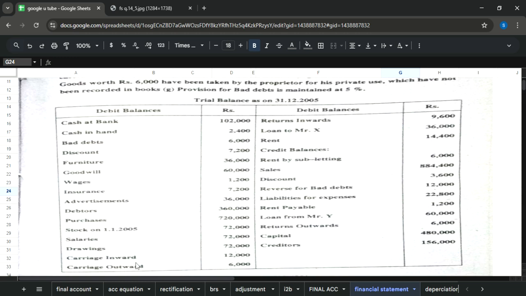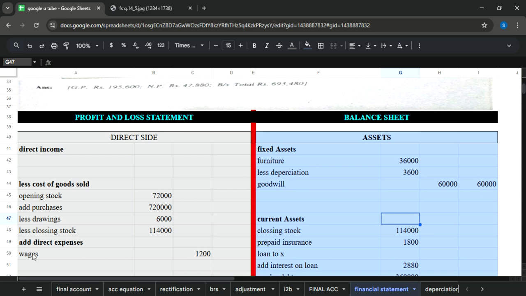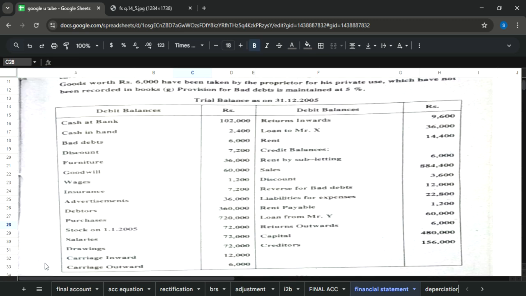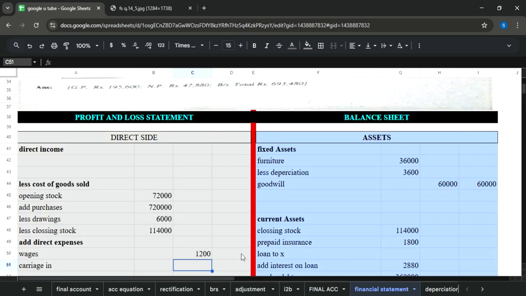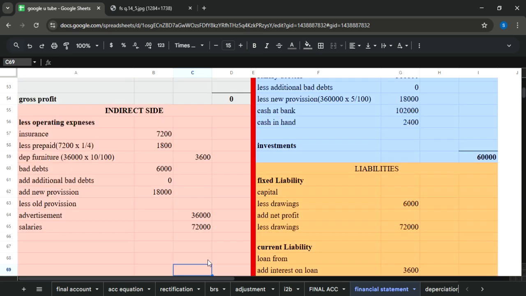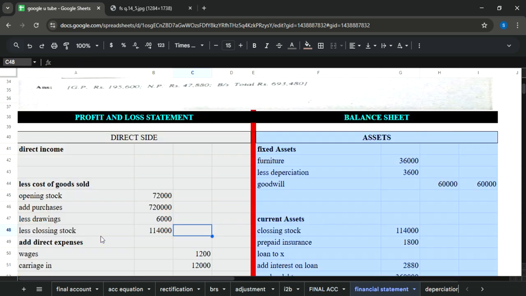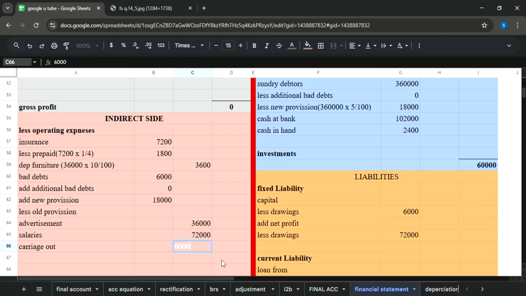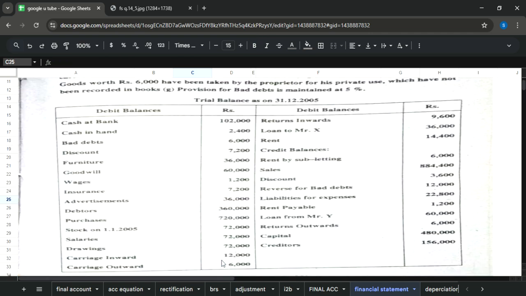Alright, then we have carriage in. This is part of direct expense. So you will come over here, carriage in. Amount of carriage in is 12,000. Write down over here. After which we have carriage out, which is 6,000. So guys, carriage out is part of operating expenses. So here you will write carriage out, amount of which is 6,000. Mention. Look guys, this side has been completed.